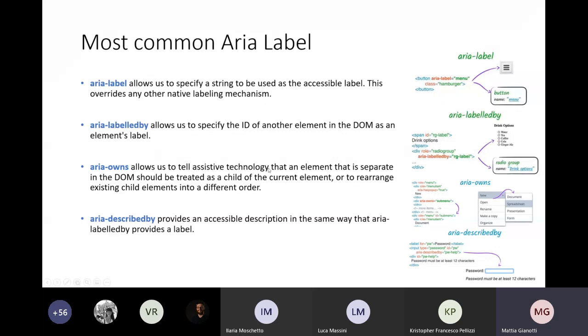Aria-owns is not very much used. It's just for the submenus to say that I am defined by being contextualized by something else, so I need to be taken into account when I have to go for that other element. And finally, aria-describedby is the dual form of descriptions given by the labelledby item.